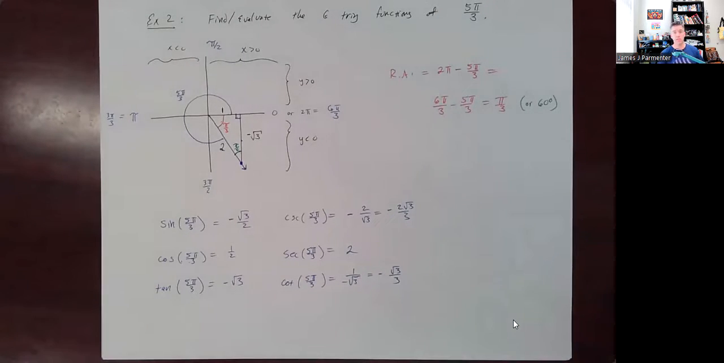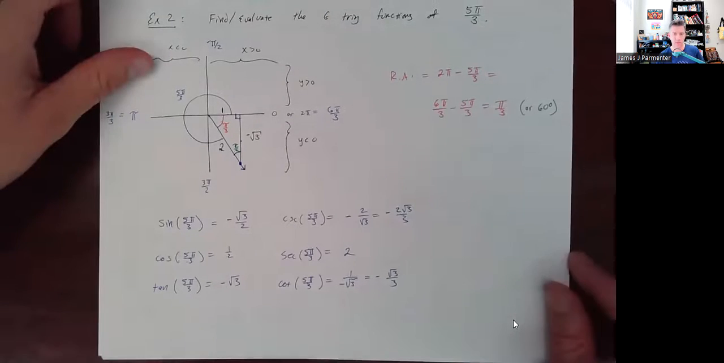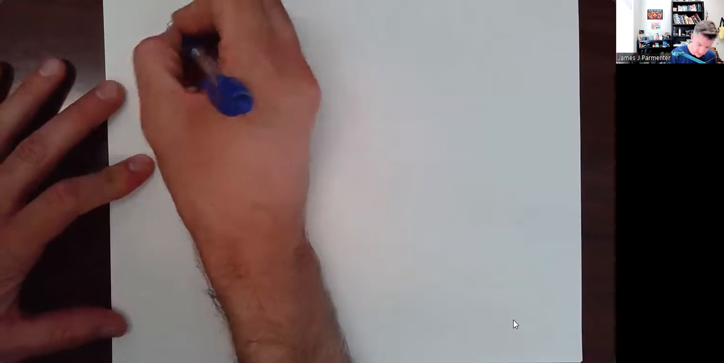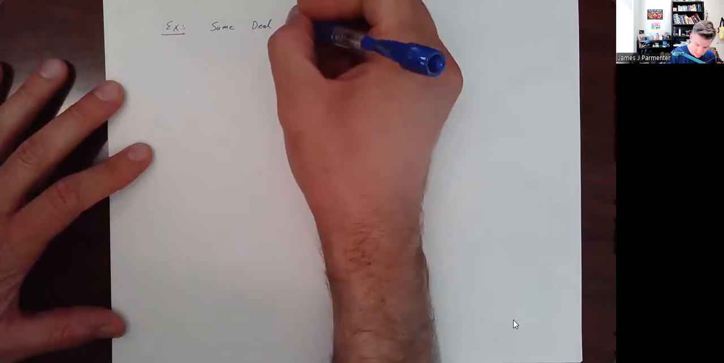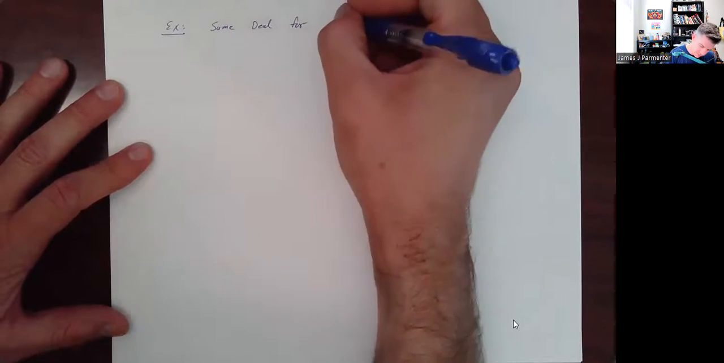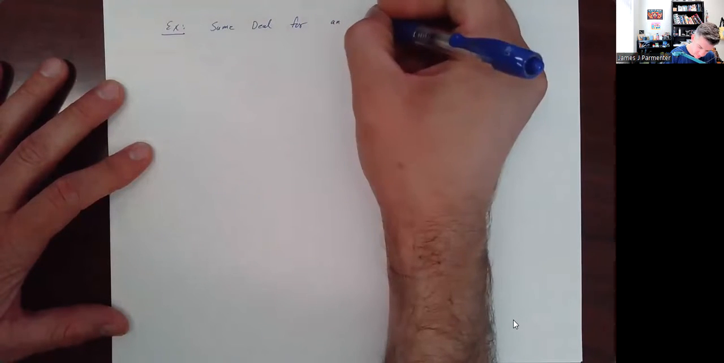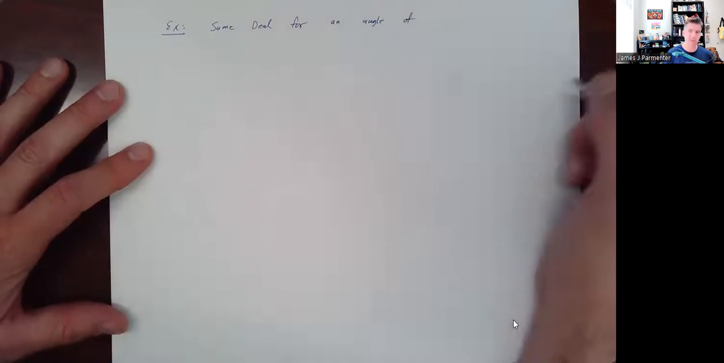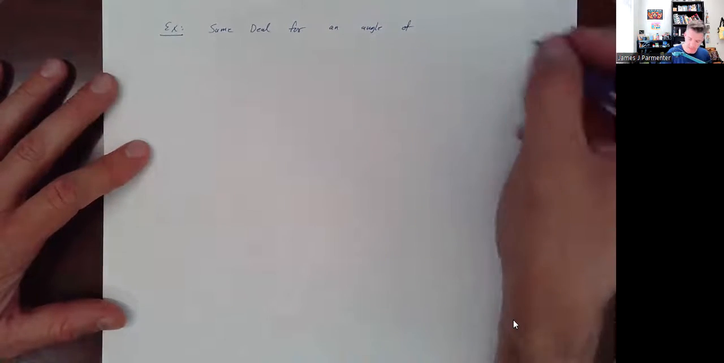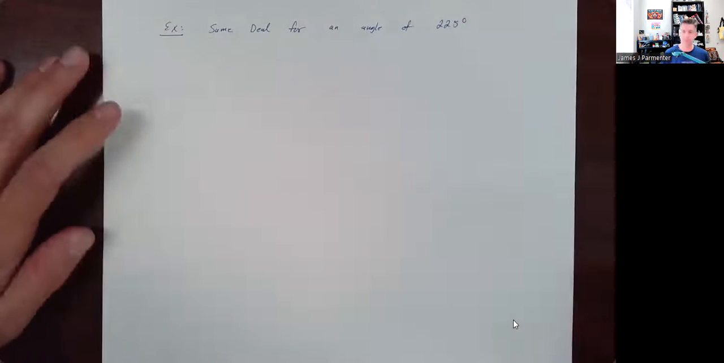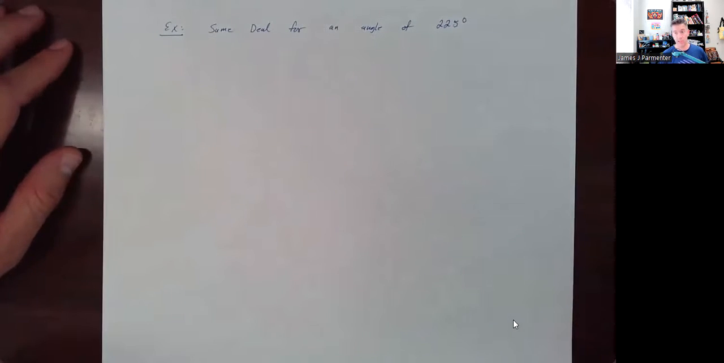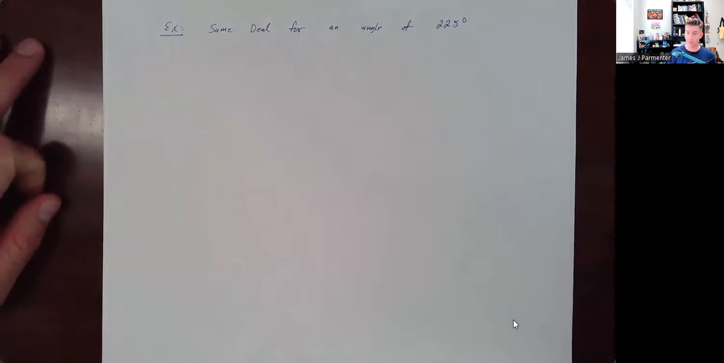Cool. Let's do one more. Maybe two more. We'll see. Same question. Same deal, meaning find all of the 6 trig functions for an angle of, do I want degrees or radians? We'll do one more degrees, and maybe we'll hit you with one more radians. 225 degrees. It's bigger than 180. It's less than 270, so we know we're in quadrant 3.